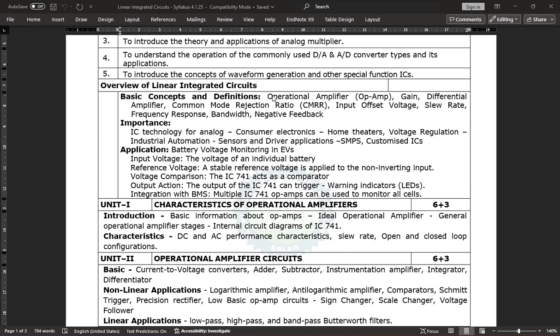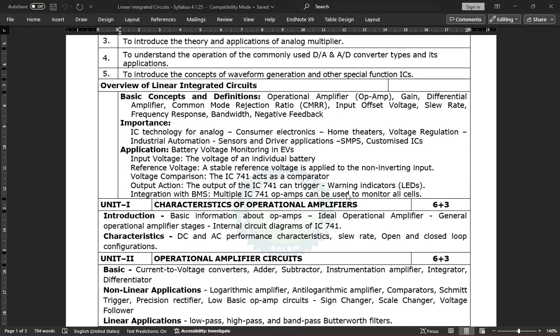In these basic concepts, you have already studied some concepts such as gain, differential amplifier, CMRR, frequency response, bandwidth, negative feedback, etc., in the previous semester. And in this semester, before starting the syllabus, I'll be giving you a short explanation about op amp.